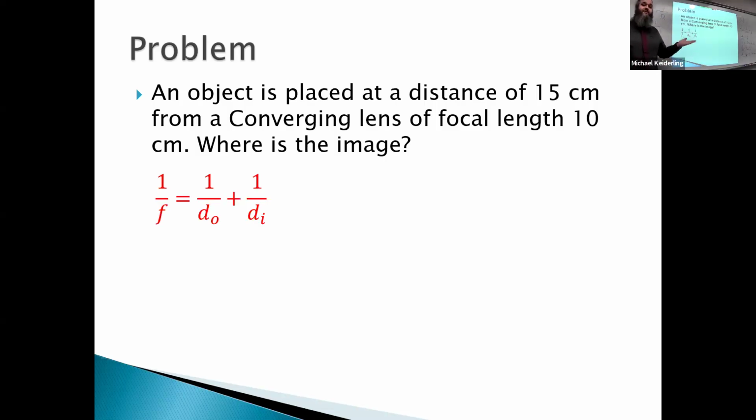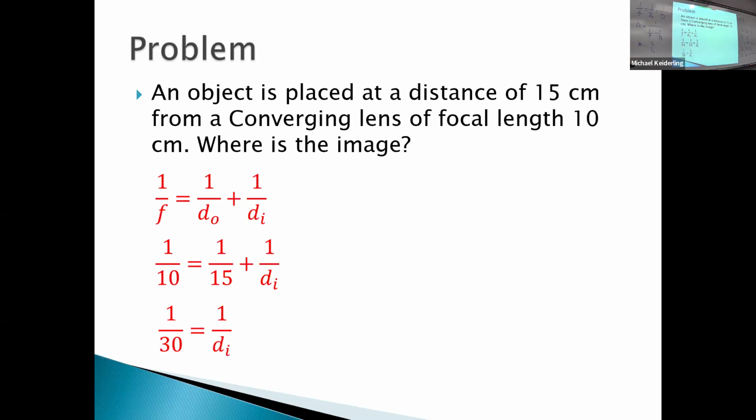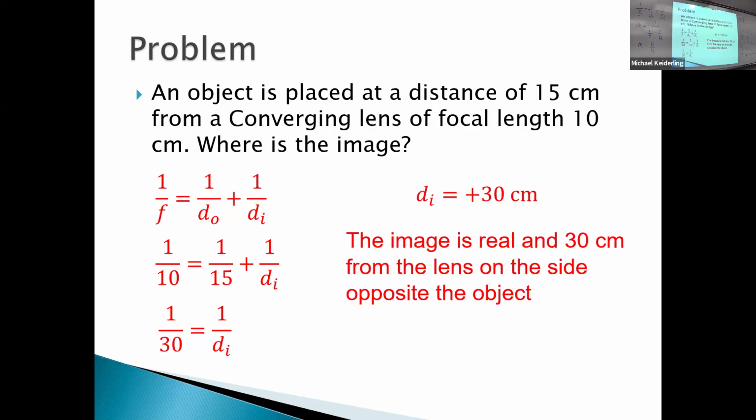So 1 over focal length equals 1 over DO plus 1 over DI. So 1/10 equals 1/15 plus 1 over DI. 1/10 minus 1/15 is 1/30. So DI equals plus 30 centimeters. The image is real and 30 centimeters from the lens on the side opposite the object. And it will be inverted as well.